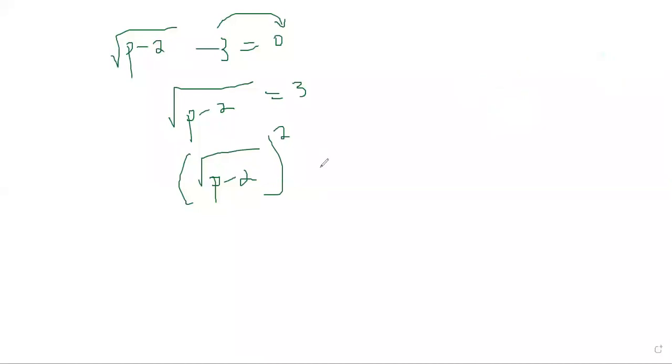Right? So what you do on the left hand side, you must do on the right hand side. So you take this to the power of 2. So we understand that this would be p minus 2. You don't need a calculator for this, right? The reason why we are writing this squared is that we are eliminating the roots, right? Then this would be 9. And from here, this is the simplest form of solving for p. So this would be 9 plus 2, when this goes to the other side. So this would be 11.